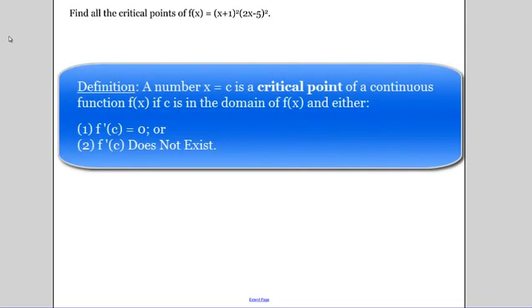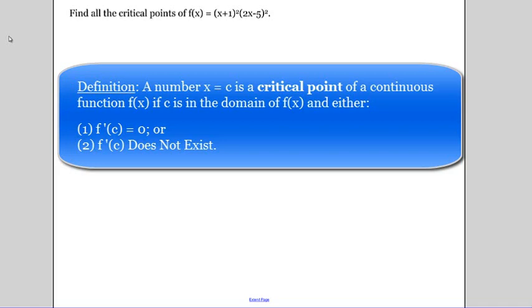Find all the critical points of f of x equals (x plus 1) squared all times (2x minus 5) squared. A number x equals c is a critical point of a continuous function f if c is in the domain of f and either f prime of c equals 0 or f prime of c does not exist.